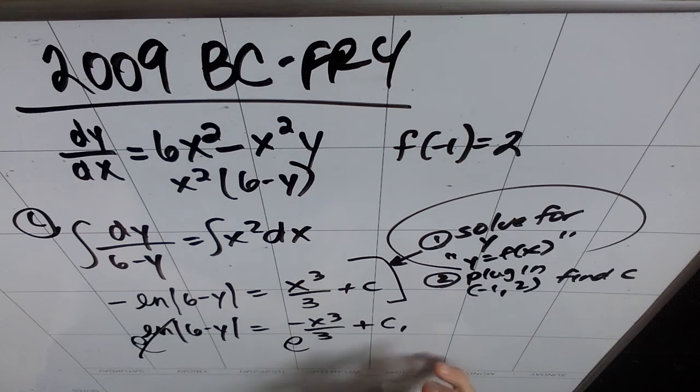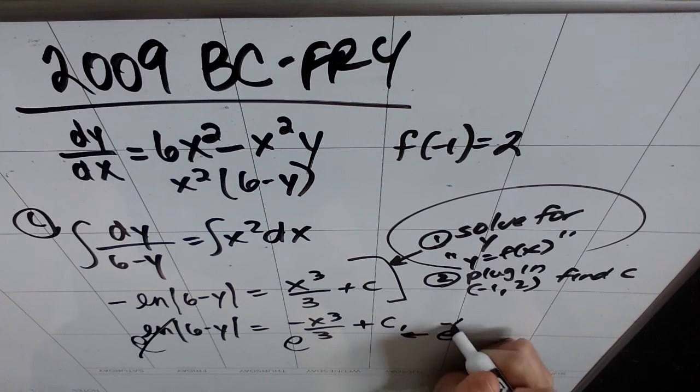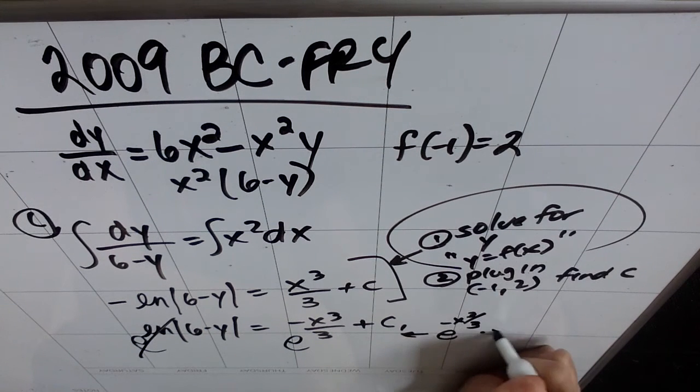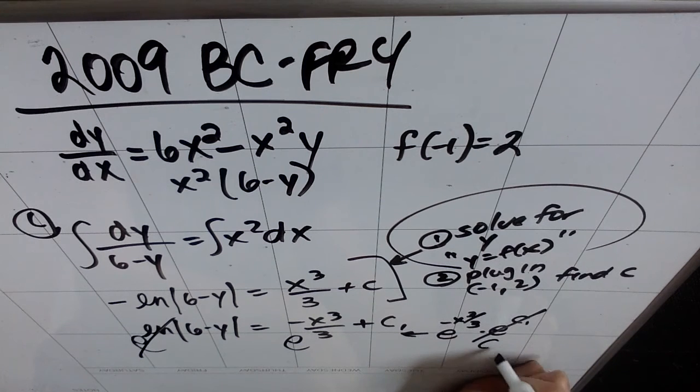Now here's my trick. I'm going to be able to essentially ignore this c, right? What I'm going to be able to do is ignore this c if I want by changing this as an e to the c. And then we'll talk about this in a second, see how you feel about it. So I'm going to recognize that this is actually an e to the negative x cubed over 3 times an e to the c sub 1, which I'm going to rename as a c sub 2.